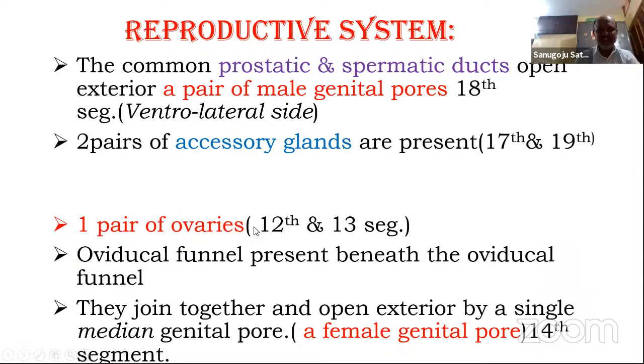In the female system, 1 pair of ovaries is present in the 12th and 13th segments. The oviducal funnels lead to oviducts, which join together and open to the exterior by a single median genital pore. That is the female genital pore. The female genital pore is singular, whereas the male genital pores are a pair, on the ventrolateral sides. That means the female genital pore is single, whereas the male genital pores are double.